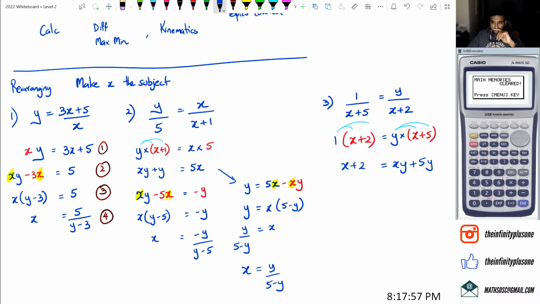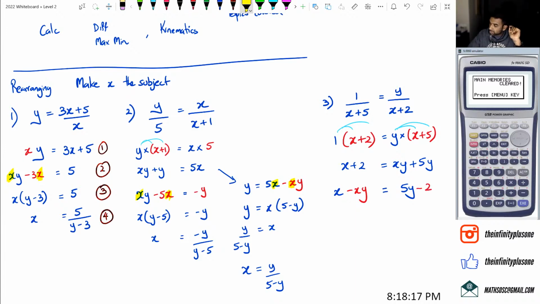Swap over and bring all the x's together. Once you bring all the x's together, factorize, and then you are pretty much good to go. So I'm going to get rid of that xy first. So I'm going to get x minus xy equals 5y, and of course positive 2 when it comes to the opposite side. We've got minus 2.